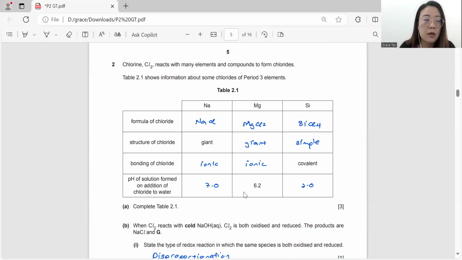Now, silicon tetrachloride will hydrolyze in water and give an acidic HCl solution. That's why it's anywhere from 1 to 4. I'll put a 2 because HCl is quite strong.